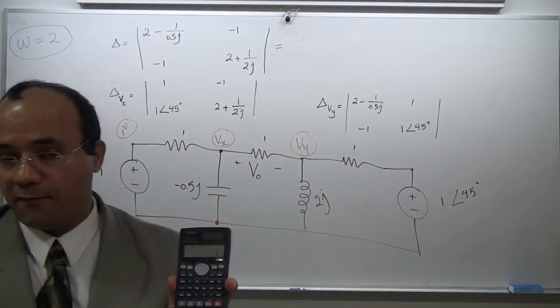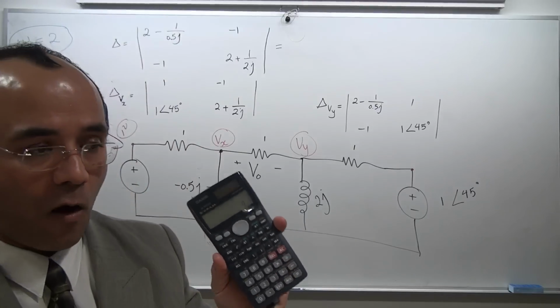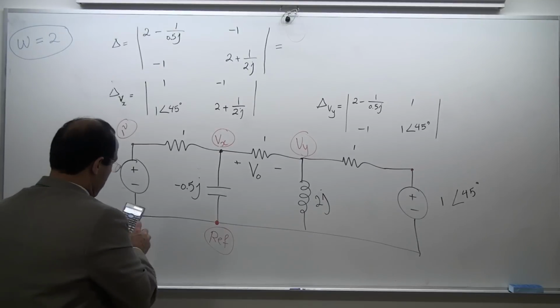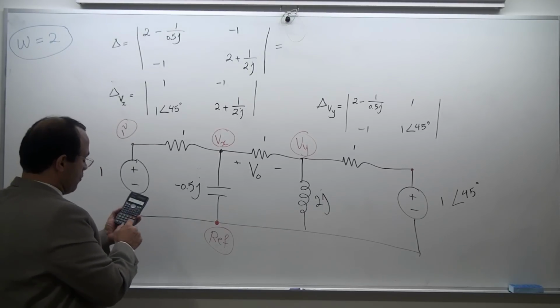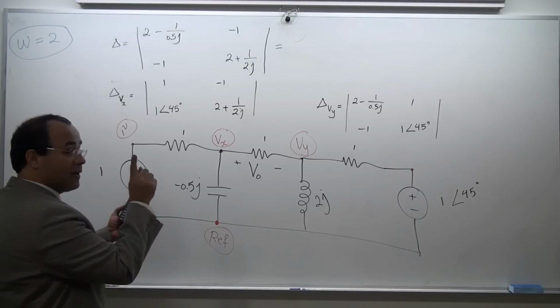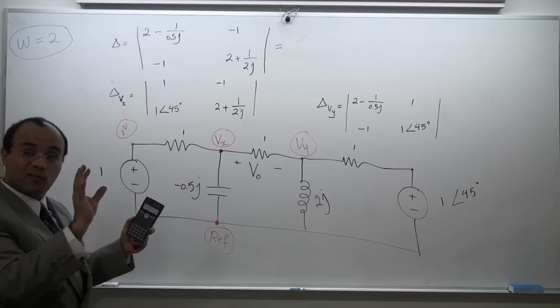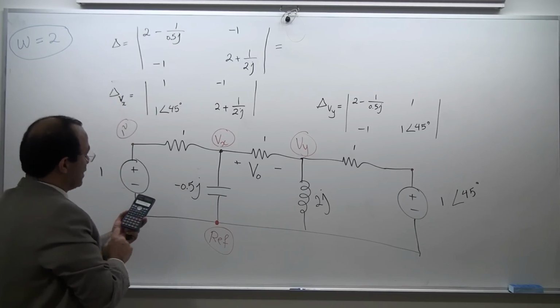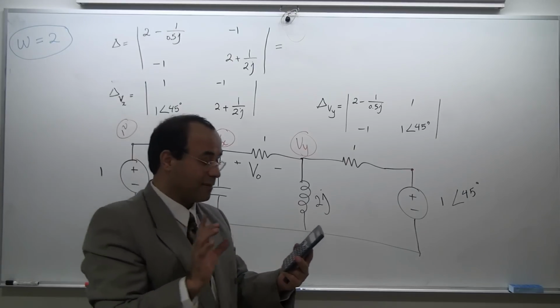Well, I turn this on, even though it's in the exam, it might be off for a time, but when you turn it on, it's still in complex domain. So I'm going to open bracket, 2 minus 1 divided by open bracket 0.5j. The 0.5j has to be inside bracket. So keep that in mind. 0.5j, that's one possible source of mistakes.